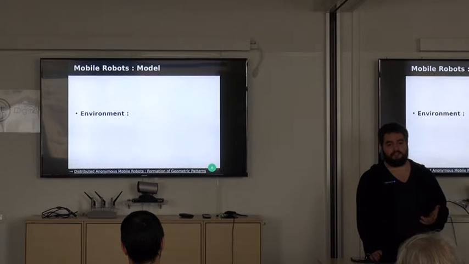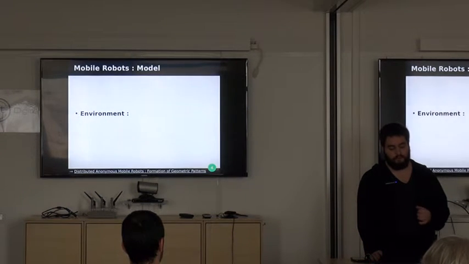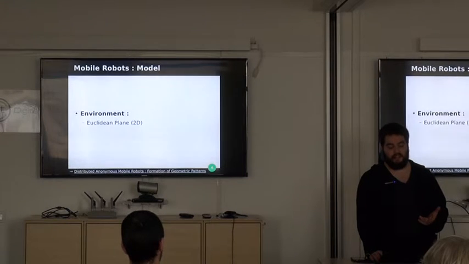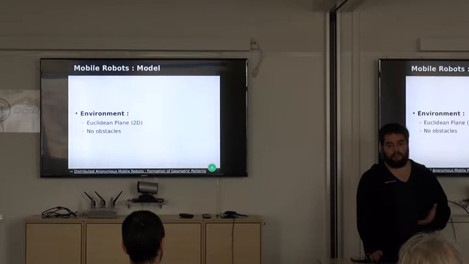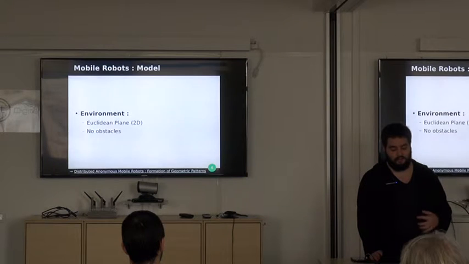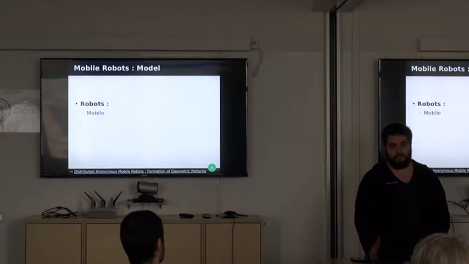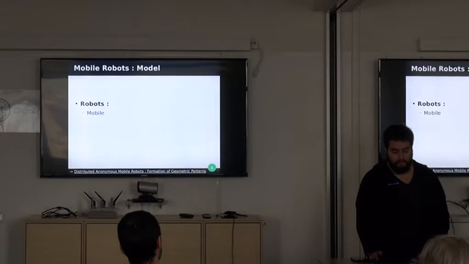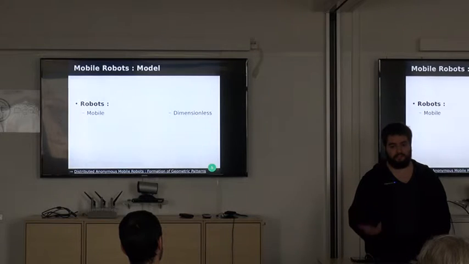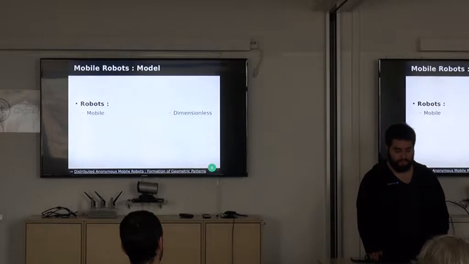So the environment in which we are using those mobile robots is very simple. It's a 2D Euclidean plane, and there are no obstacles. So just an infinite 2D plane with no landmarks whatsoever. The robots themselves, well, obviously they are mobile, so they can move from one point to another. They are dimensionless, so essentially they have a radius of 0.